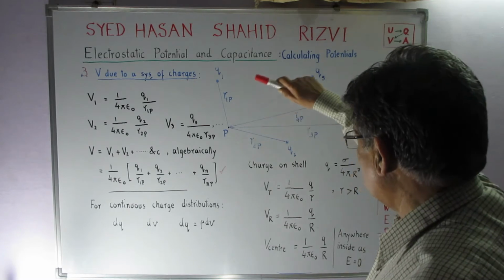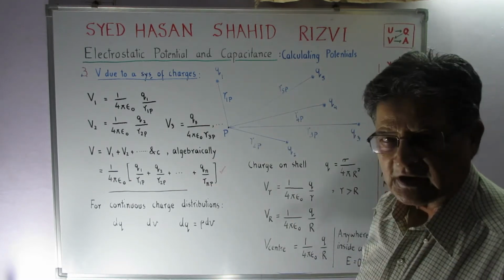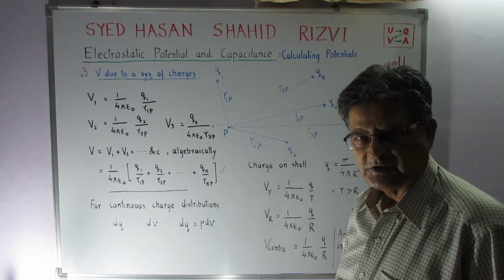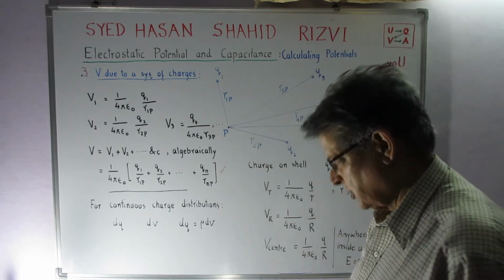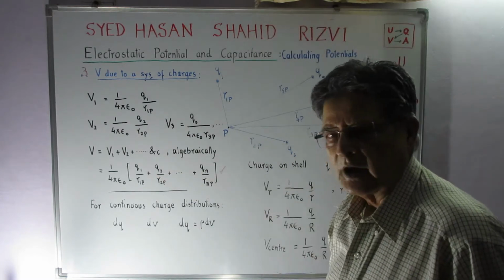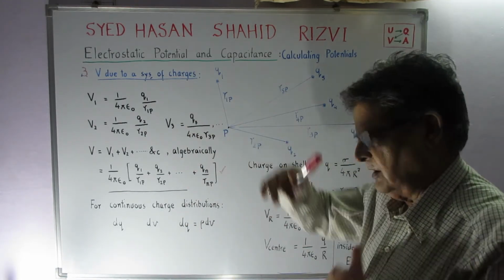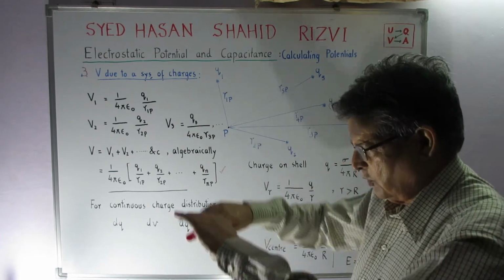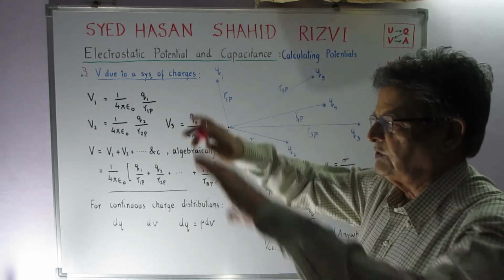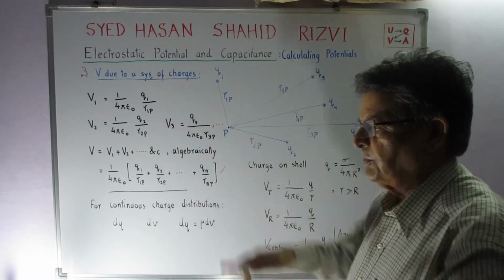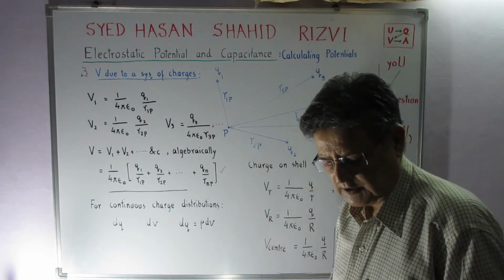Similarly, outside also, if we take a concentric spherical Gaussian surface, then everywhere the value of V will be the same. So these concentric spherical shells, which are concentric to the shell under consideration, will also be equipotential surfaces. Okay, I'll talk to you about that in detail.